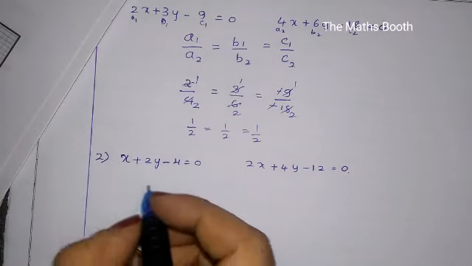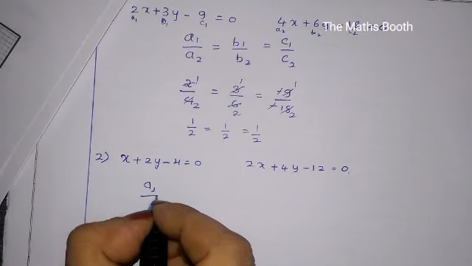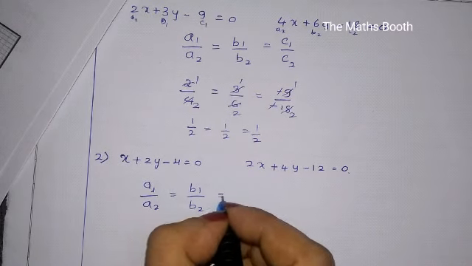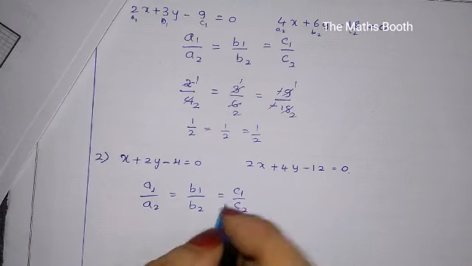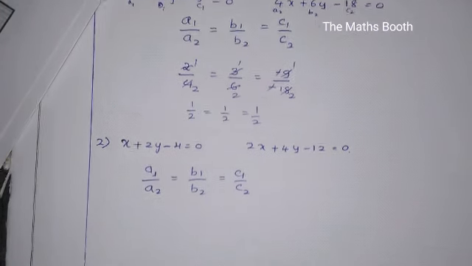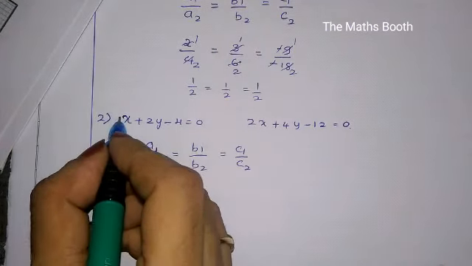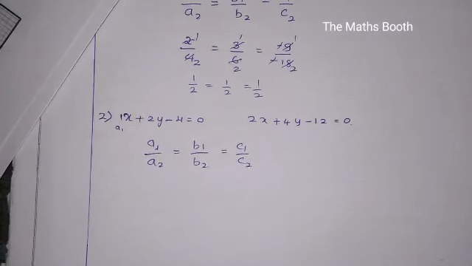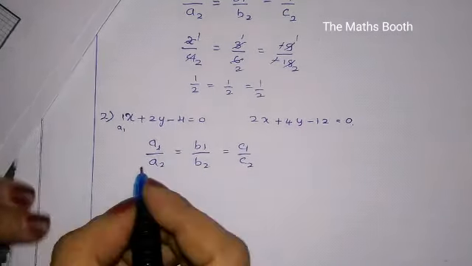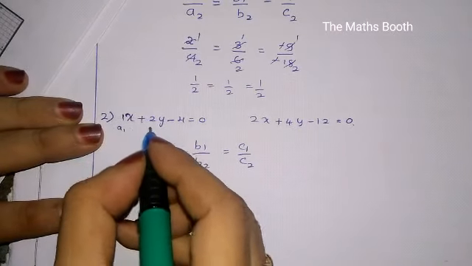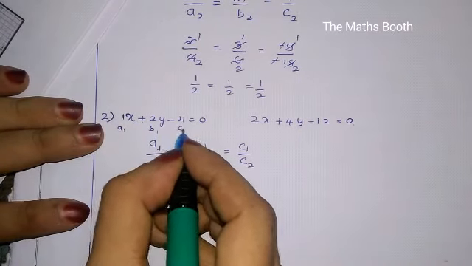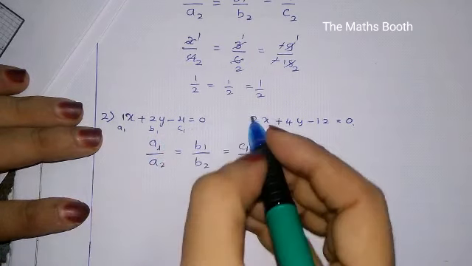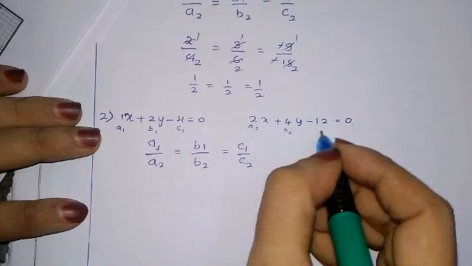Which lines? Let us see. a1 upon a2 is equal to b1 upon b2 is equal to c1 upon c2. We'll just write it and then see which condition it satisfies. This a1 value is 1. Nothing means 1. b1, c1. So in the first equation all are 1. a1, b1, c1. a2, b2, c2.